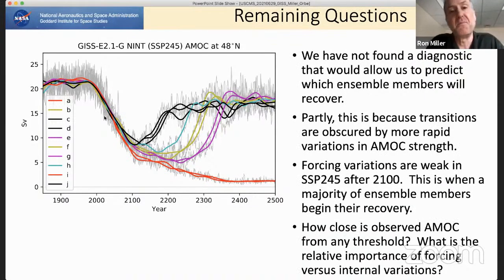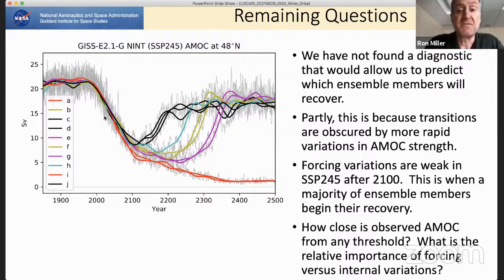Okay, so there are a number of questions that we have left. We would like to identify a diagnostic that tells us if one of these ensemble members is about to recover. That seems like an important question for observations. Unfortunately, we have struggled to do this so far. Partly, this is because the transitions are really obscured by more high frequency variations in AMOC strength, which is shown by the gray curves in the background.